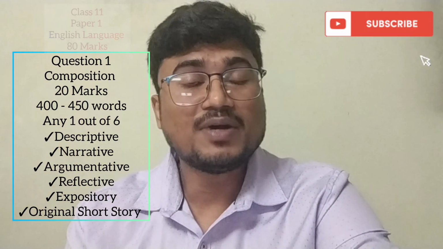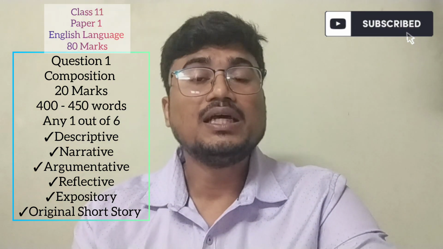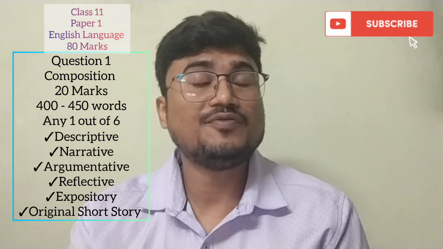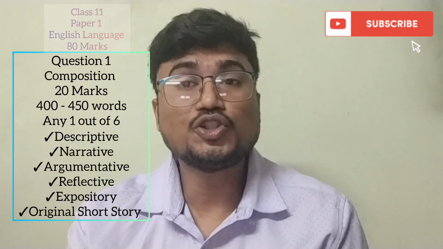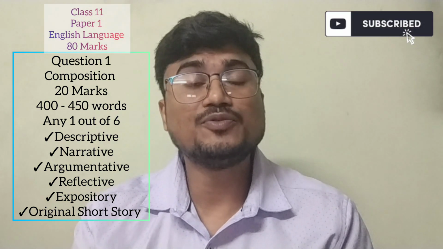Question number 1 is your essay of 20 marks, wherein you would be given 6 topics, out of which you would be required to answer any one. Alright? Now, the 6 topics would include your narrative, descriptive, reflective, argumentative, expository, as well as your short stories. Out of these 6, you would be required to answer any one. It's a 20-mark question and the word limit would be 400 to 450 words.